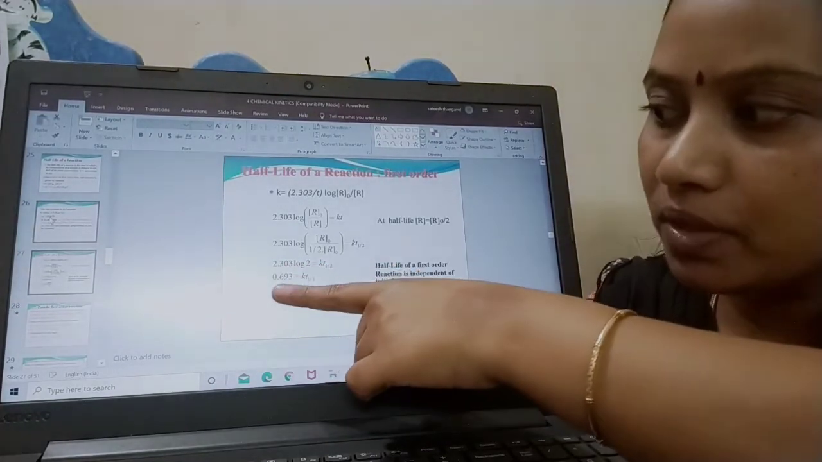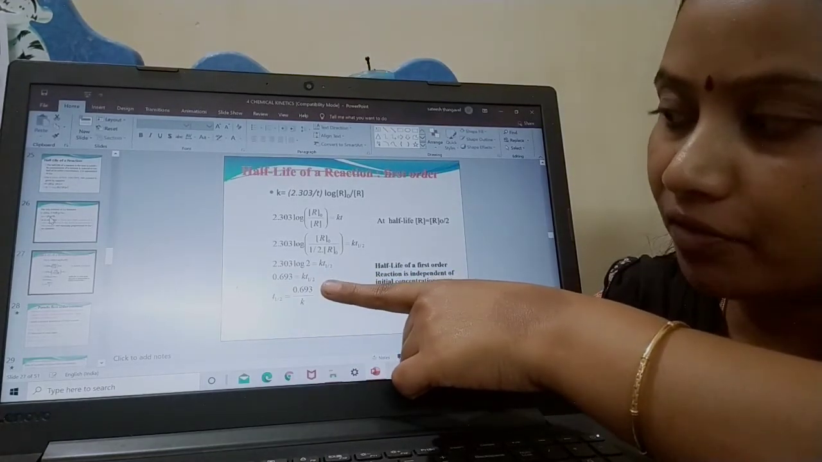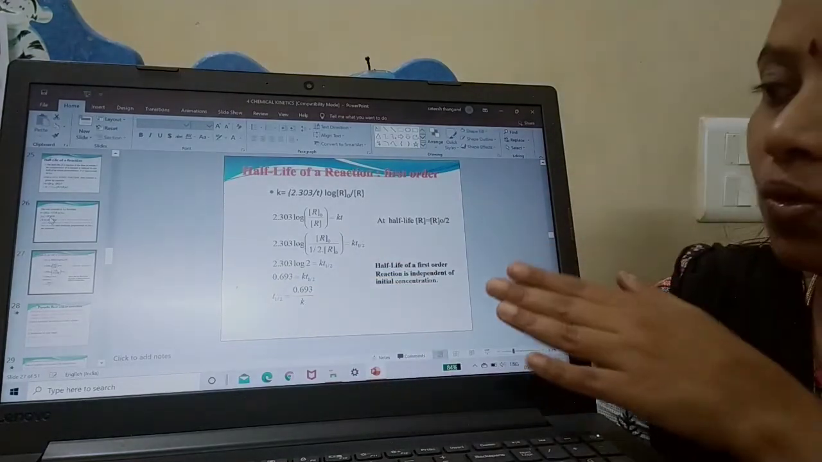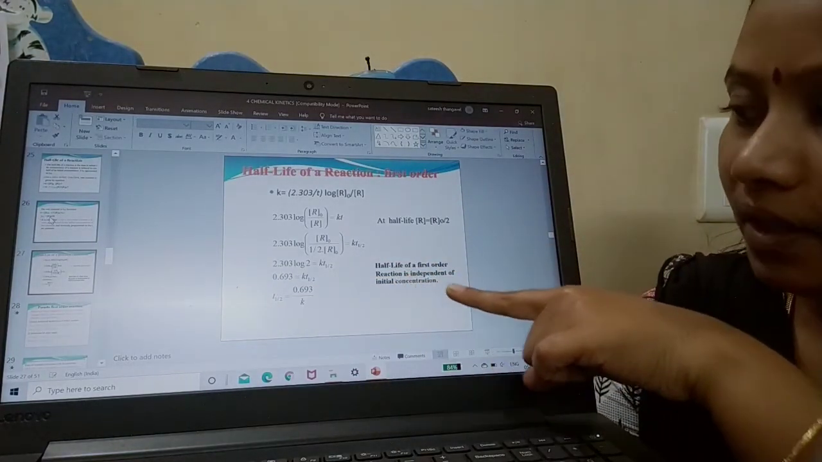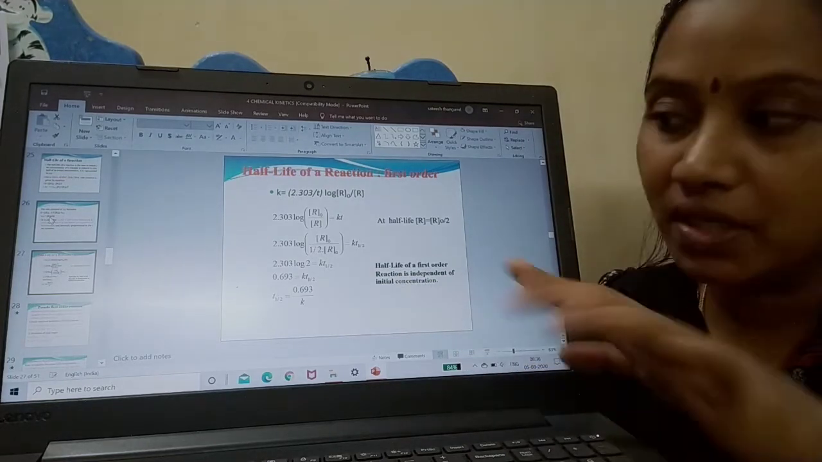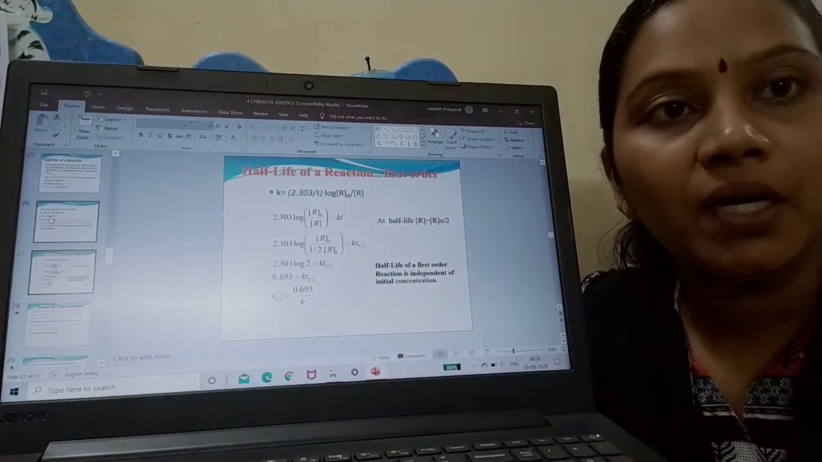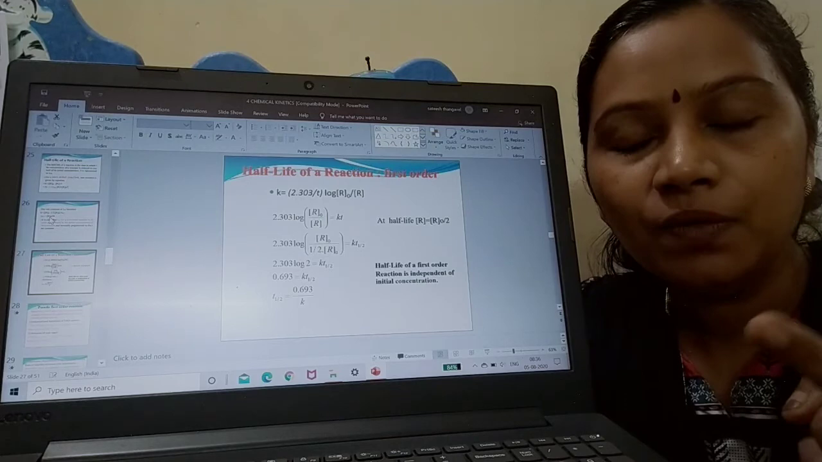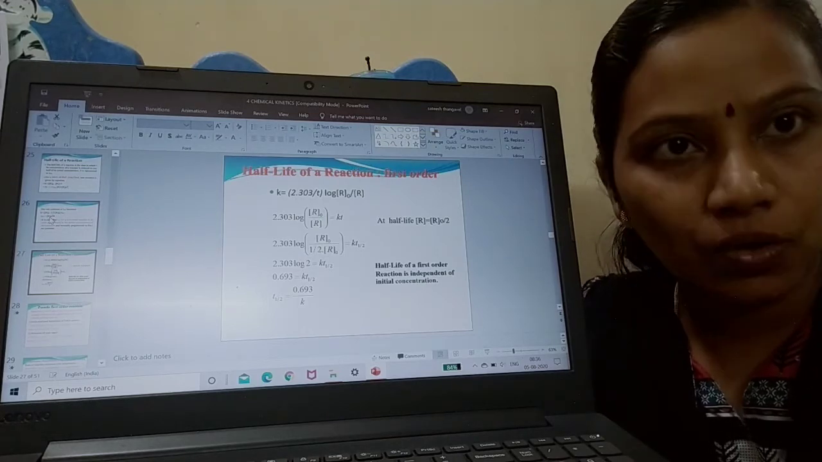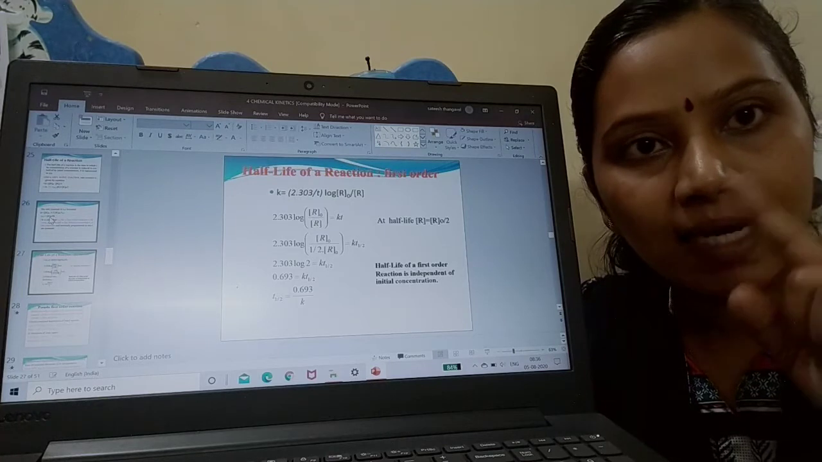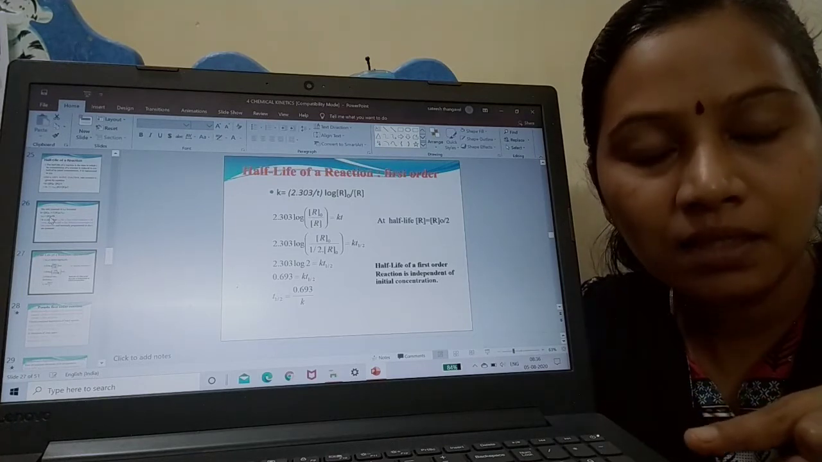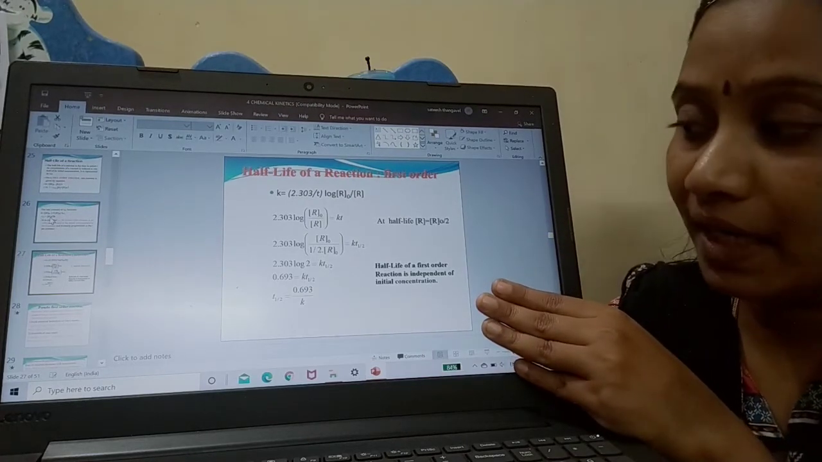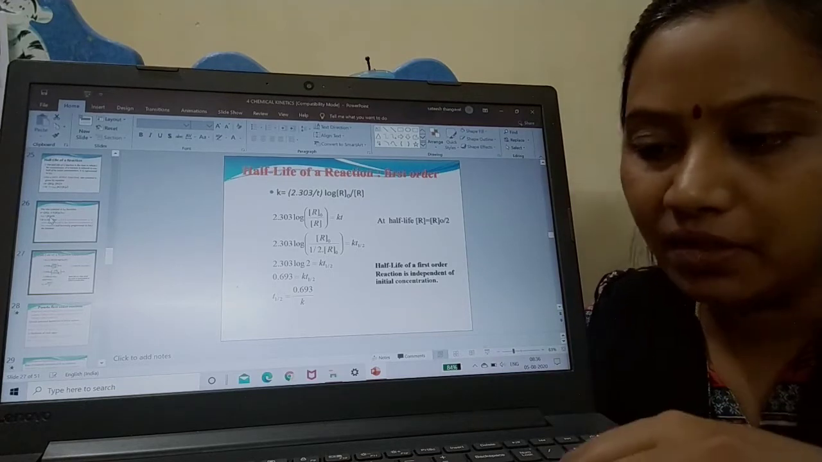2.303 log 2 value is 0.693, which is nothing but Kt half. So from this, what is t half? t half is equal to 0.693 by K. So the half-life of a first order reaction is independent of the initial concentration. It is inversely proportional to the rate constant, but it is in no way related to the concentration. So what is the difference between the half-life of first order and zero order reactions? For a zero order reaction it is directly proportional to the initial concentration of the reactant and inversely proportional to the rate constant, while the half-life of a first order reaction is independent of initial concentration.